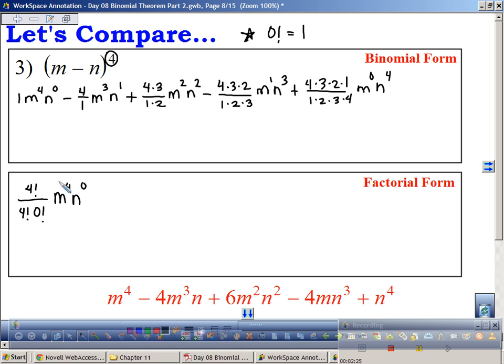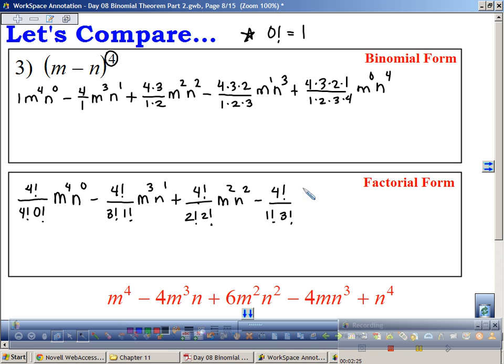And not only that, but the 4 and the 4 match on the m, and the 0 and the 0 match on the n. Minus 4 factorial over, now it's going to drop to 3 and 1. That means m must be 3 and n must be 1. Plus 4 factorial over, oops, that's not m, 2 factorial, 2 factorial, m squared, n squared. Isn't this easier than this? Minus 4 factorial over 1 factorial, 3 factorial. It takes a couple times and you guys are going to be like, this is super easy.